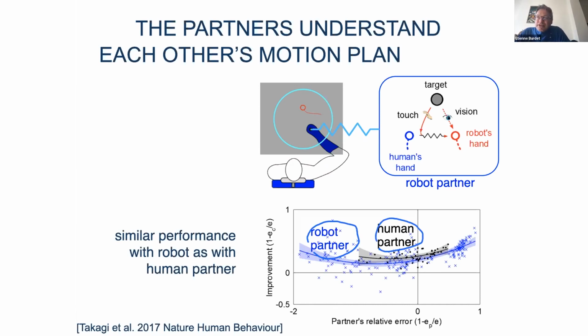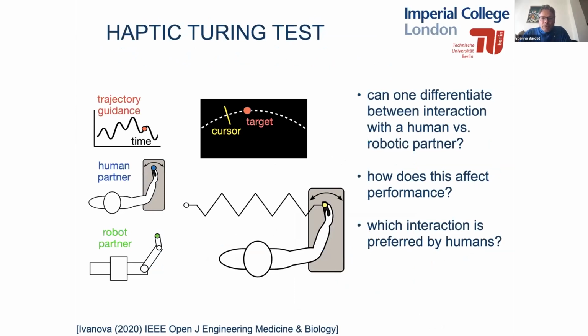So this is strong evidence that the mechanism is really that when I'm connected with another human, my brain automatically finds out what this other human is looking at, and so can use this information to improve my own performance. One question is also whether it can be differentiated from a human. So we do experiments with connection to a human partner, connection to this robot partner that we have developed, and comparison with trajectory guidance. Why do we compare it? Because trajectory guidance is what you normally have in training robots for sports or for rehabilitation.